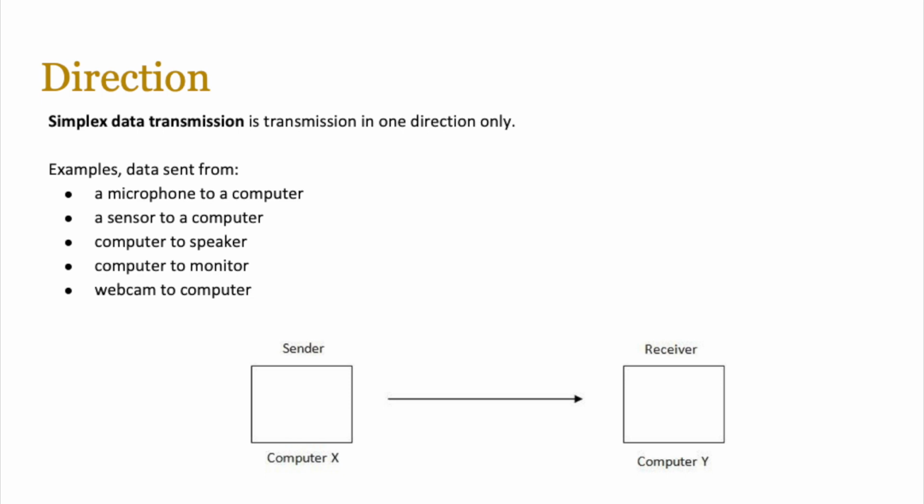Examples include data that's sent from a microphone to a computer, a computer to a speaker, a computer to a monitor, a webcam to a computer. Now, these are only one way because you don't want data coming back. So therefore, this is called simplex data transmission method. Now, in some exams, you're asked to draw a diagram. And if you are drawing a diagram, you will have a sender and a receiver, and you will just draw a single line between the devices to indicate one direction of travel.